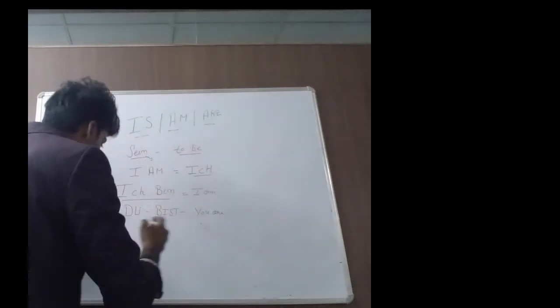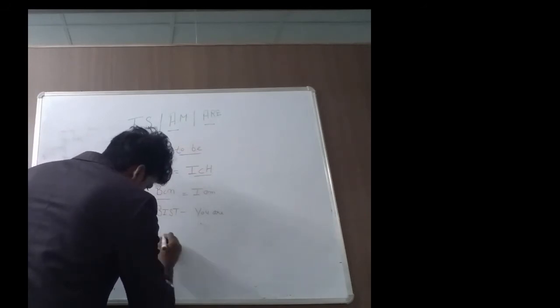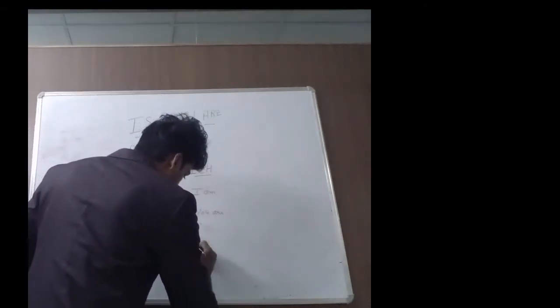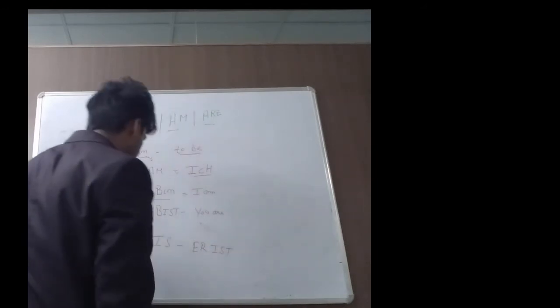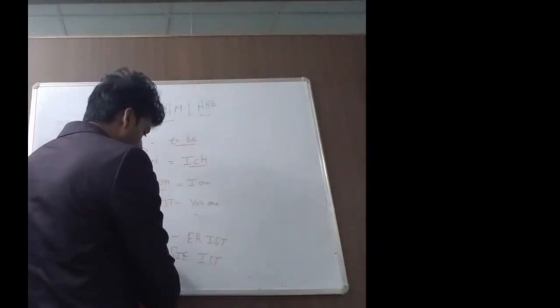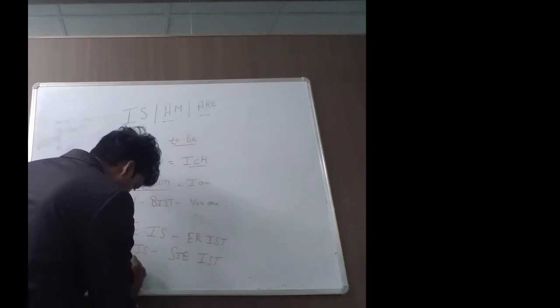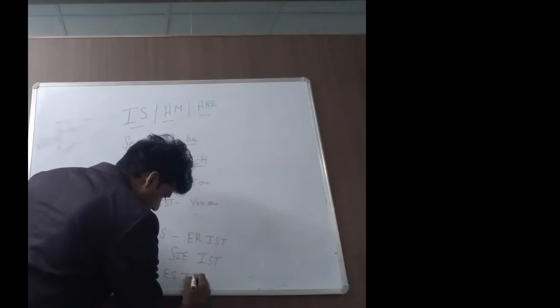And repeating one more time. He is. He is, basically, repeat after me. Er ist. Okay. Then we have she is. He is, er ist. She is, sie ist. Okay. And it is. Es ist. Clear? Alright. So basically this is my is, am, are.